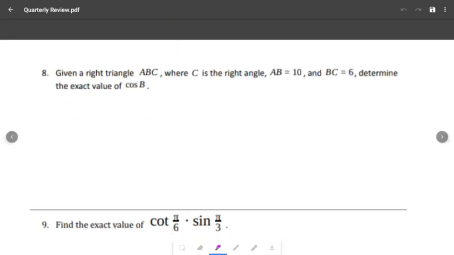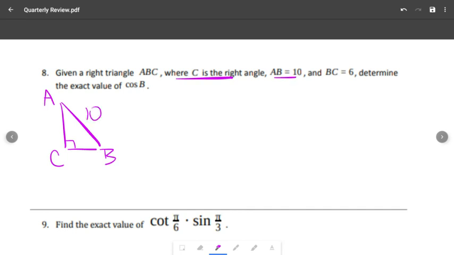Question 8, given a right triangle ABC, where C is the right angle, AB is equal to 10 and BC is equal to 6, determine the exact value of cosine of B. So we're going to start by drawing a right triangle. C is the right angle. A and B don't matter after that. From A to B, it is equal to 10. From B to C, it is equal to 6.